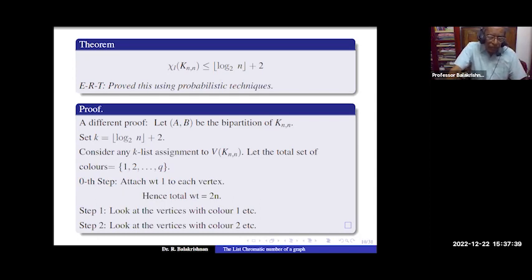So remember, we are considering the graph K n,n. It's a bipartite graph. So let A, B be the bipartition of K n,n. I set k equal to the floor of log n to the base 2, plus 2. The integral part of log n with respect to base 2, plus 2. I take it to be k.